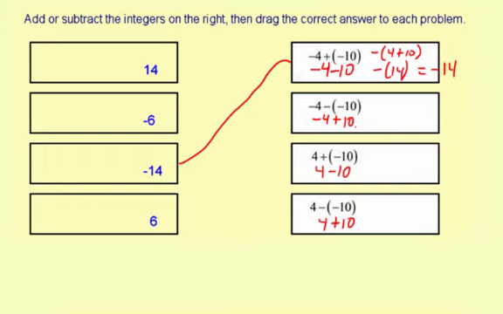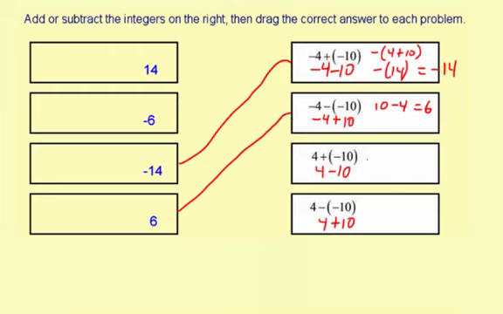-4 plus 10. I want the number with the greater magnitude first, so I'm going to switch the order. It's going to be 10 and then -4. Oh, look how easy that is now. That's just going to be equal to 6. 10 minus 4 is 6. Next one, 4 minus 10.